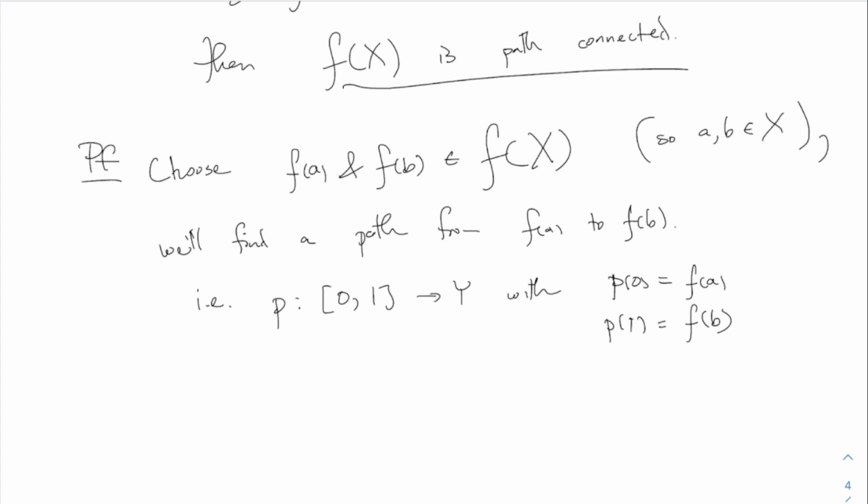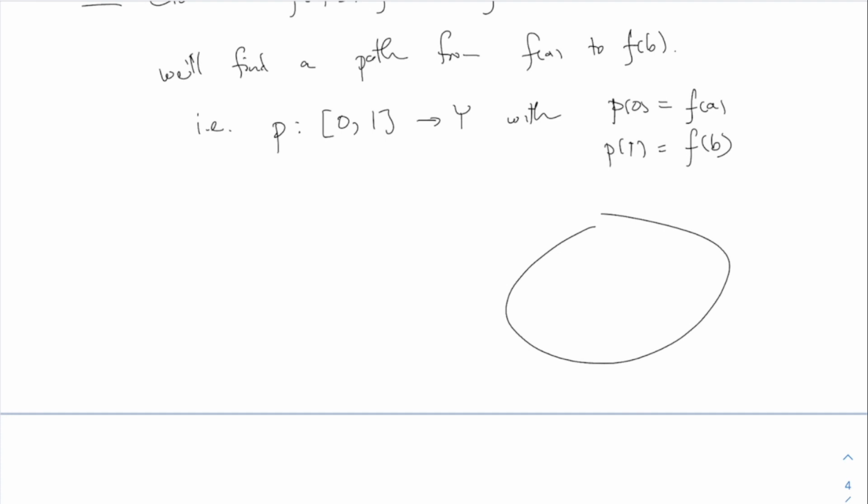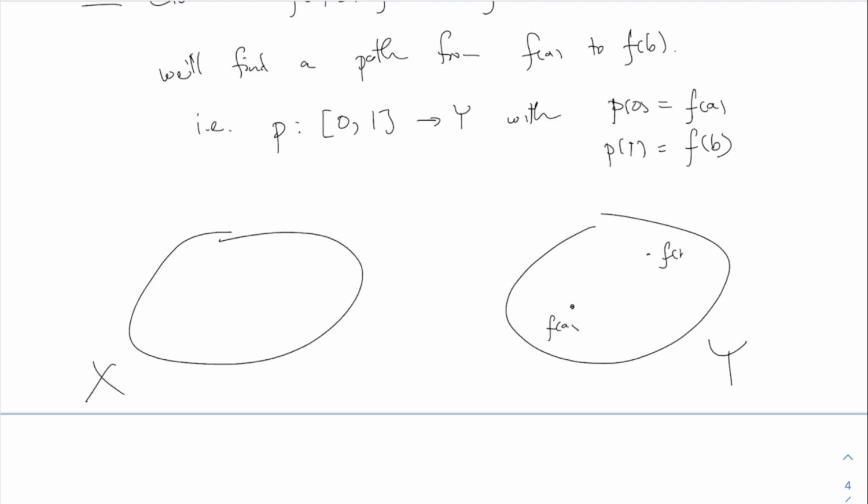Maybe I'll try and draw a picture here just to get us going. What we have is, our function goes from X to Y, and I have chosen two points, f of A and f of B. And those two come from two points over here, A and B, right? And what we are trying to do is find a path from here to here. That's what I called P, is that path. We're trying to find a path over there.